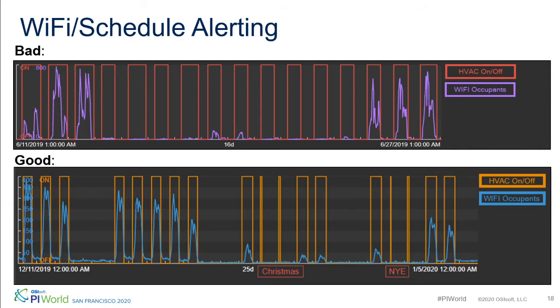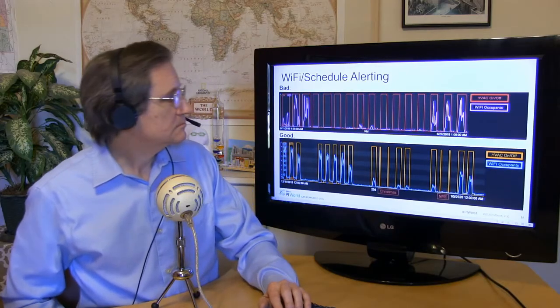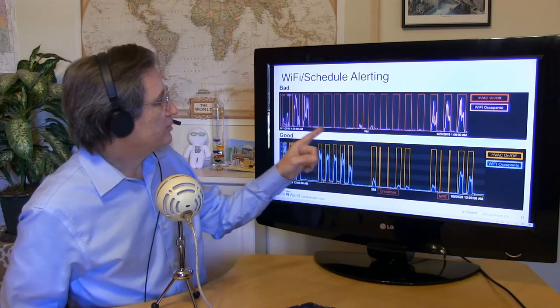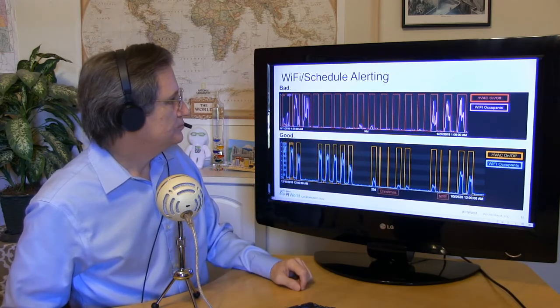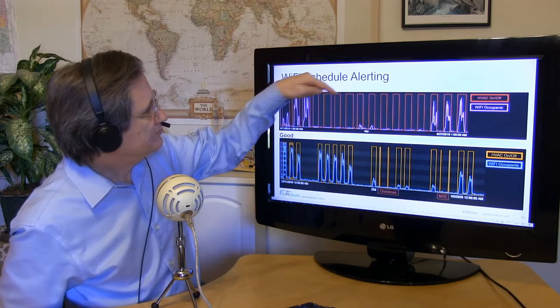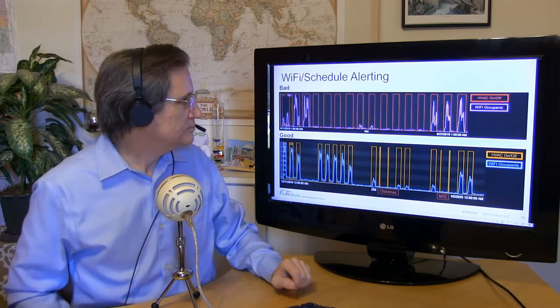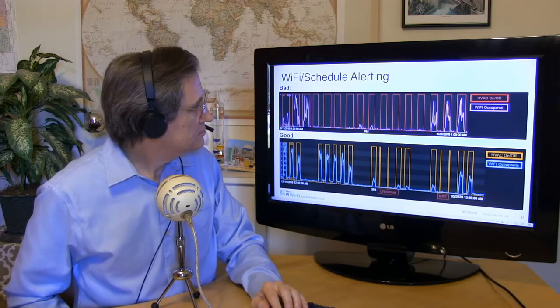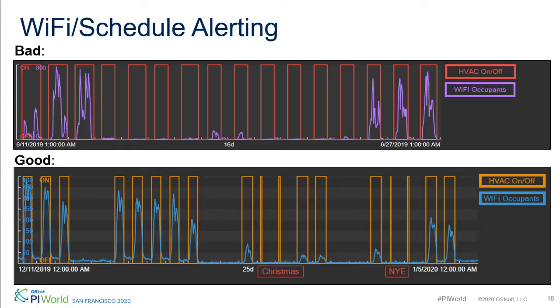So on the top, we have that exact scenario. The purple is the graph of the occupancy based on the Wi-Fi count. This is just the number of connected devices. And then you see the HVAC, that's the little square red boxes. So this is 16 days, and you can see basically every day is on at this building. But what you can see is that there are periods where there's virtually no one there. So once we had this data, we could turn things down or off, and so that's the good.